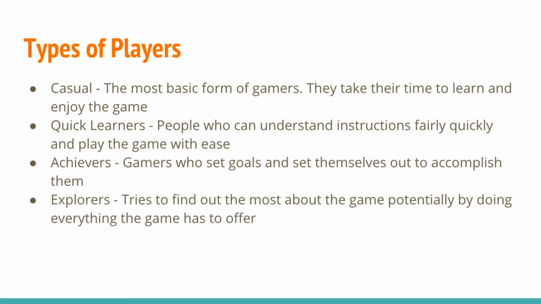Achievers. Achievers are people who set goals and want to get to them. I like to think of achievers as people who want to 100% a game, meaning they get all the achievements on Steam, every single thing they want to get, they're going to get it. And a lot of games do have those achievements that only people who play the game a lot will know how to get.